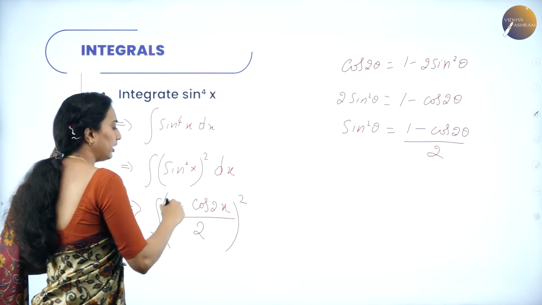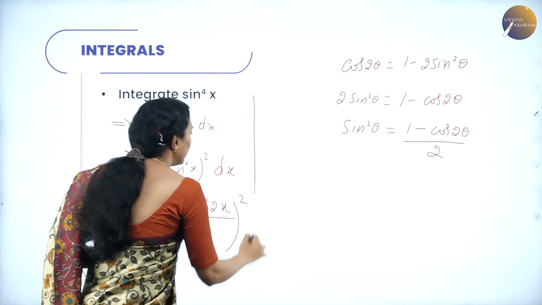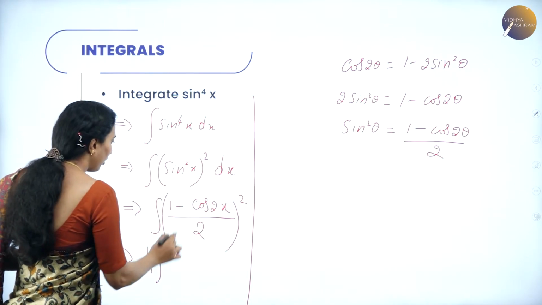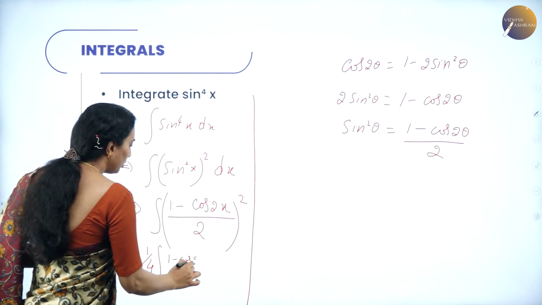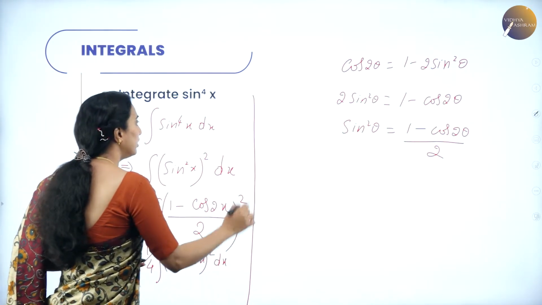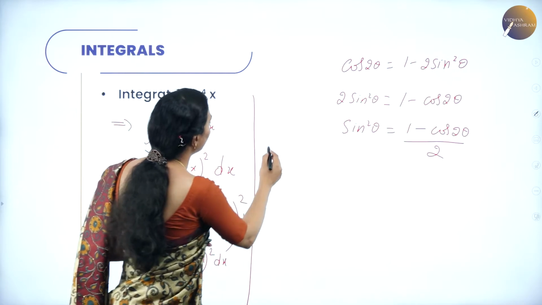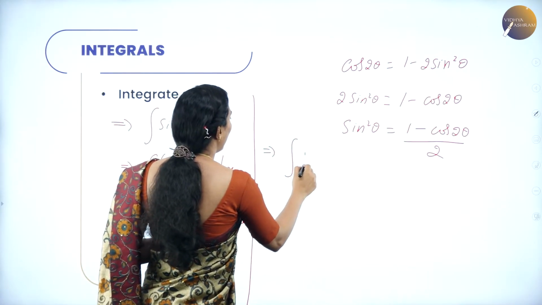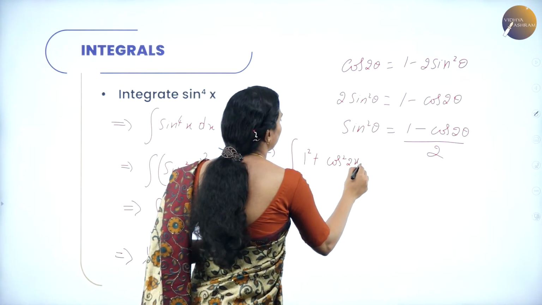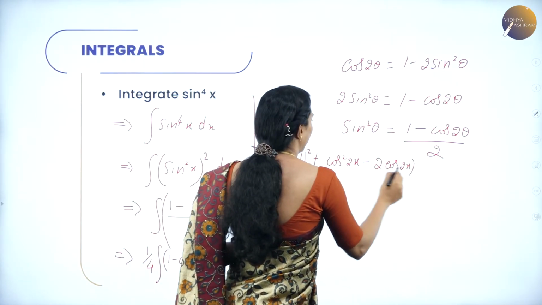This sine squared only I am writing in the form of this. Now here 1 by 2 squared is nothing but 1 by 4, you can take outside the integral. So therefore, which implies that 1 by 4 into integral of (1 minus cos 2x) whole squared dx. Now here you can expand this one according to the (a minus b) whole squared formula. Expanding that you are getting integral of 1 squared plus cos squared 2x minus 2 into 1 into cos 2x into dx, right?